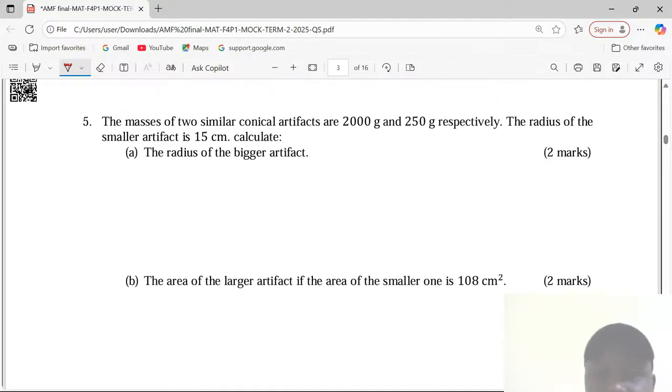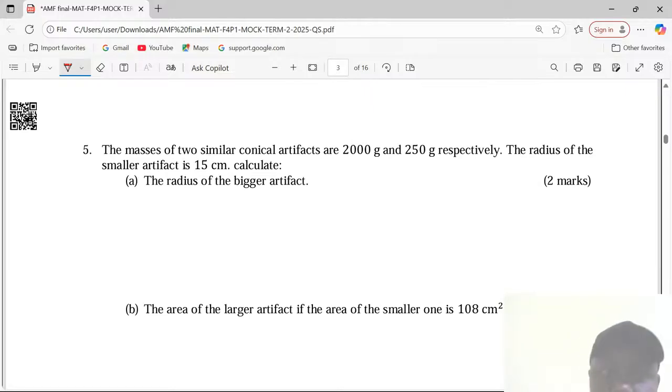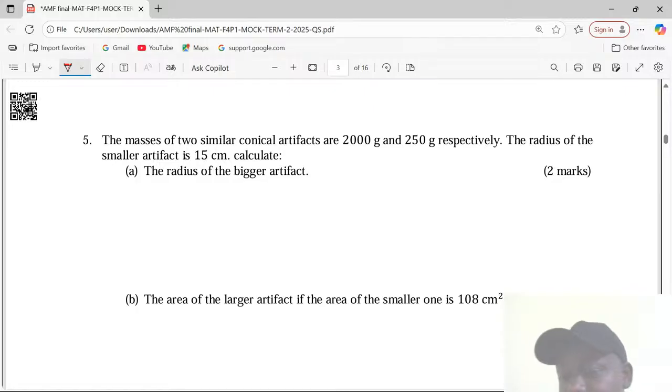Let's look at number 5. This is a question for the Form 2s, a paper 1 question, which is required by everybody following us. Whether you are in Form 2, Form 3, Form 4, you really need this one. The masses of two similar conical artifacts are 2,000 and 250 respectively. The radius of the smaller is 15. Calculate the radius of the bigger artifacts.